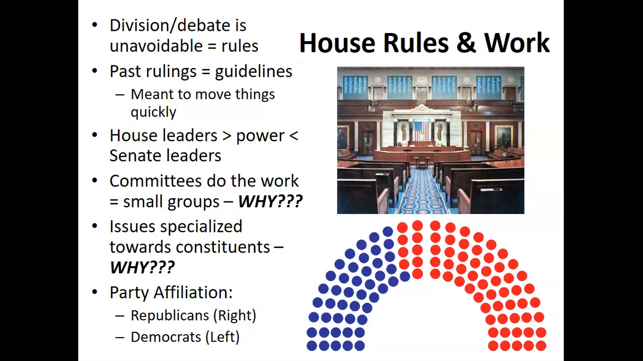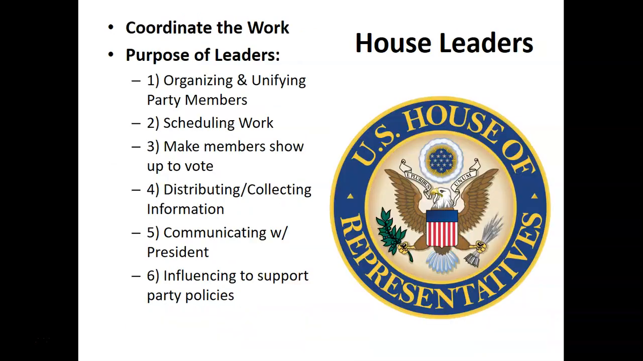And the next part is issues are specialized towards the constituents of the representative. So typically when you have a representative member, they're going to be on committees or focus on laws and bills that are representative of who they're representing. So you're not necessarily going to have a representative dealing with a law that deals with something outside of a regional problem when they're not within that region. And again, party affiliation is set up accordingly. On the right-hand side are the Republicans, and then on the left-hand side are the Democrats.